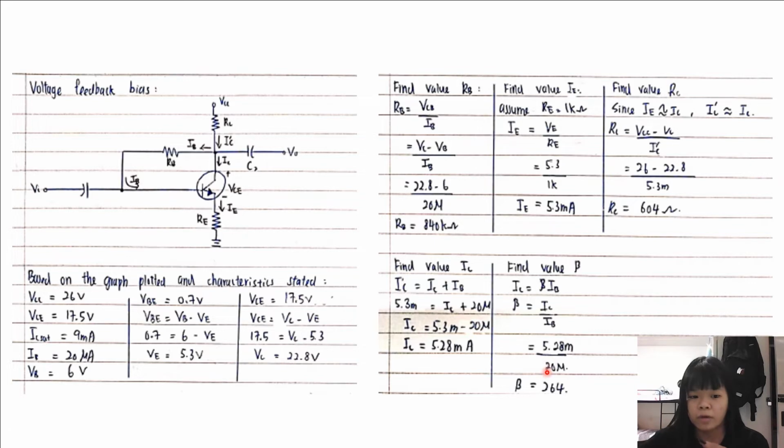And last, we find the value of beta, with the formula beta equals IC divided by IB, and the final answer beta equals 264.